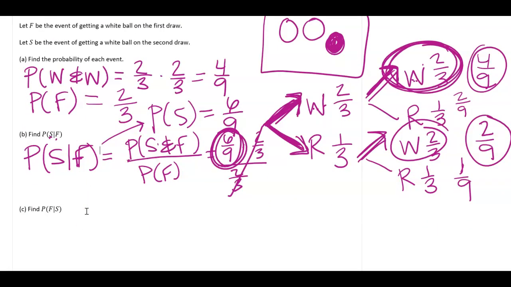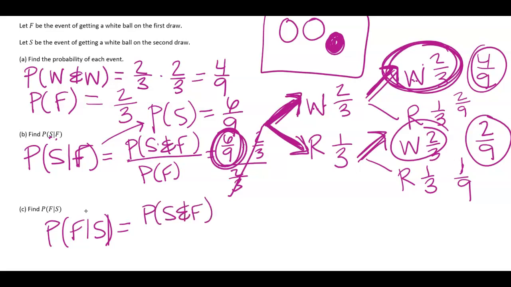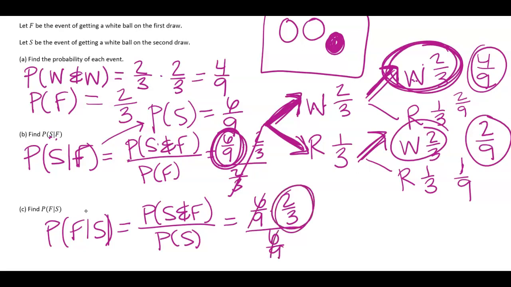We can do this on the flip side as well, just to get comfortable with that formula. So we do the S and F. They're independent, so I can multiply over the probability of S. Those cancel, and I'm left with 2/3 here as well.